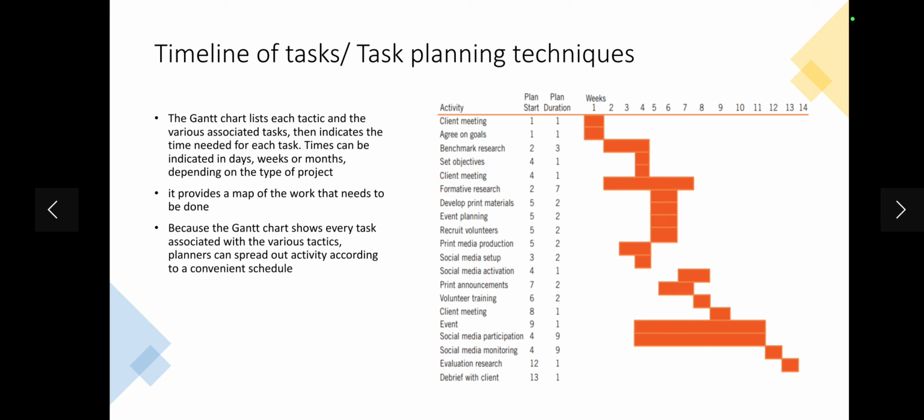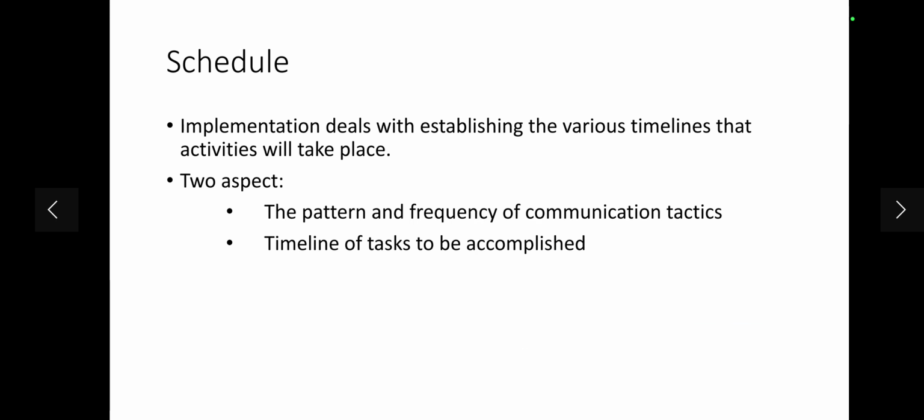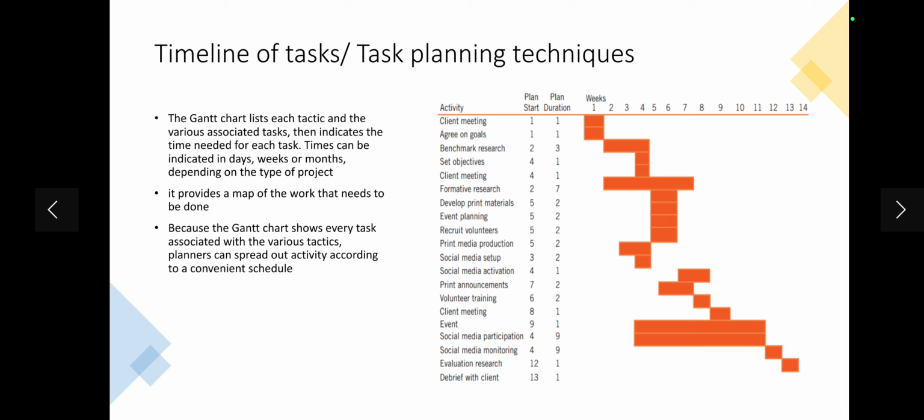So that is how the Gantt chart helps you schedule or plan your activities. You can use it to schedule or plan the tactics that you have. You can see, for instance, in there somewhere they have print announcements, volunteer training. So all the things that they'll be doing, they have this to guide them. You can use that too if you're scheduling. Remember, we are talking about scheduling here, the pattern and the frequency. So this one too: pattern, frequency, how often and how long it will take. So that's the Gantt chart for you.